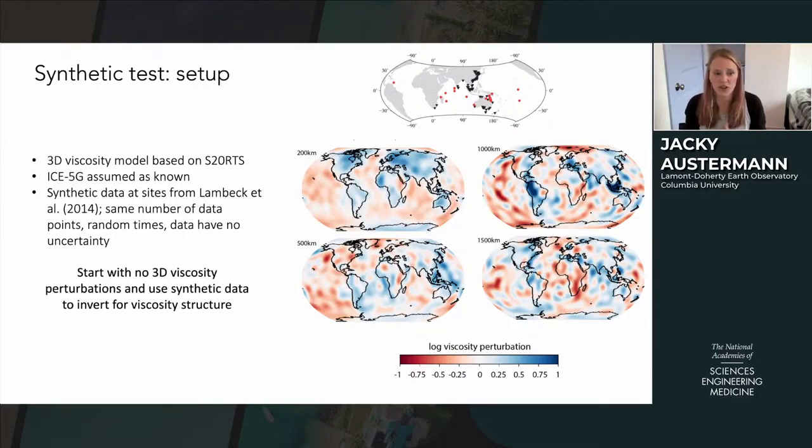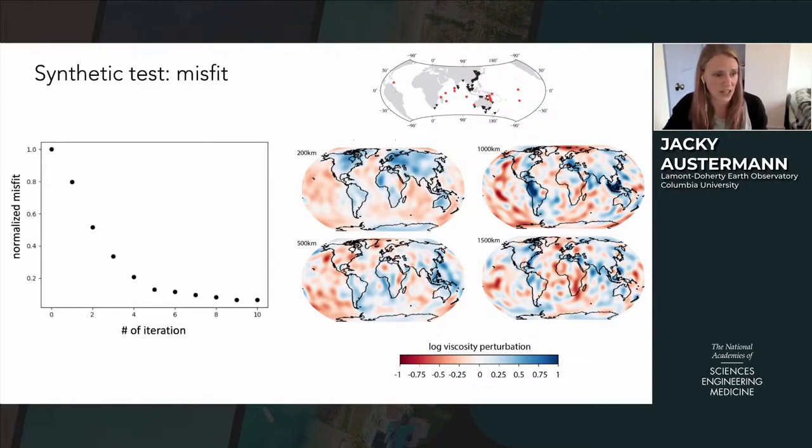And then we start with no variations in viscosity and use that inversion scheme, those sensitivity kernels, to update what the Earth structure looks like, and then compare it to the true values. And I'll show you the results for that in a second. This is an iterative approach because we get updates to our viscosity structure, then again do forward predictions compared to our synthetic observation, and update the viscosity structure. If we use far field data, it's pretty well behaved. If we use near field data, it gets a little bit trickier.